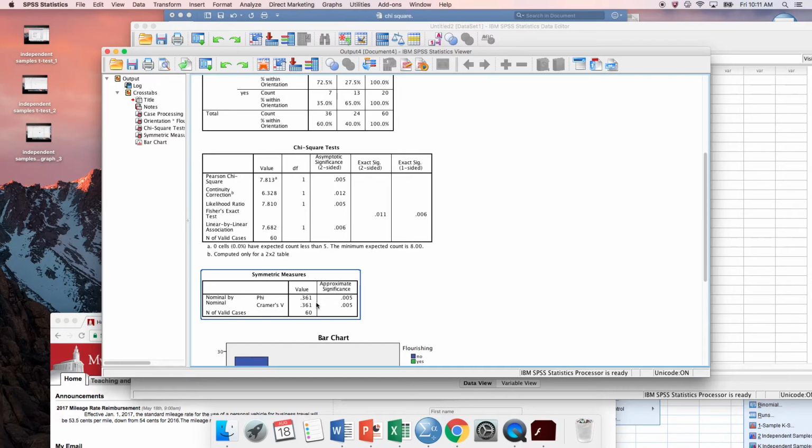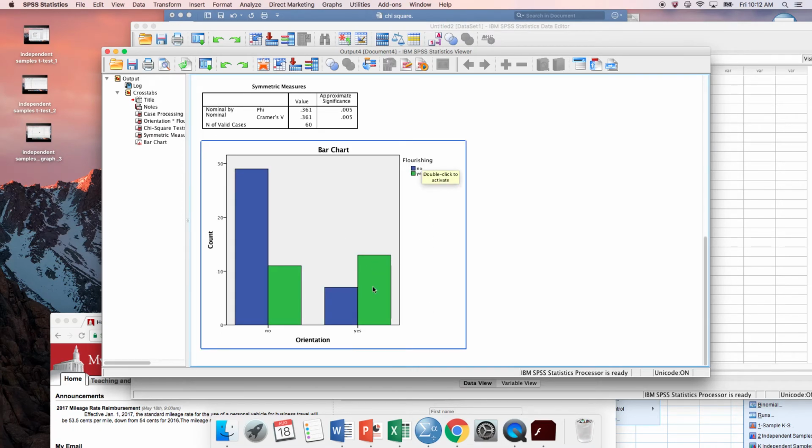If we look here at our effect size value, we see that the phi squared value is 0.36. We can interpret that as 36% of the variance in flourishing can be accounted for by whether someone attended orientation or not. Alternately, we could look at it the other way around, that 36% of the likelihood of attending orientation is predicted by flourishing. It doesn't really make sense to do it that way, since according to time, orientation comes first and flourishing would come second.